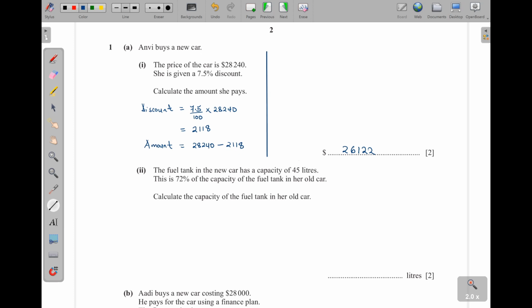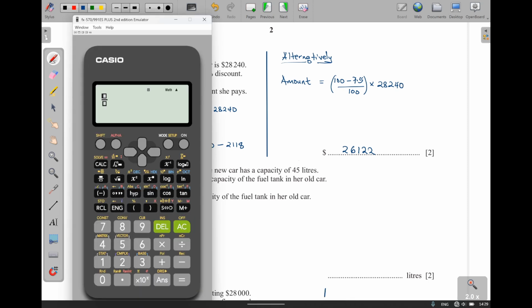Alternatively, this is the quick method. The amount is going to be equal to 100 minus 7.5, since they took off the 7.5 out of 100, and then you multiply by 28,240. Then you put this in the calculator. So we have 100 minus 7.5 out of 100, then we multiply with 28,240. You see, we get the answer right away.